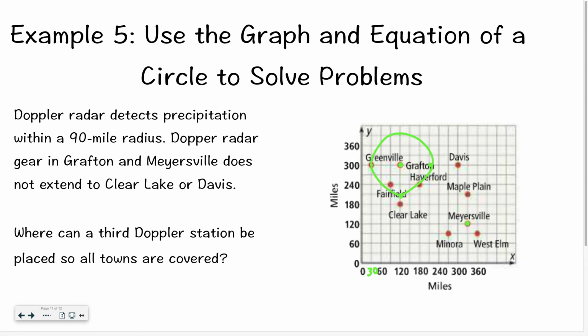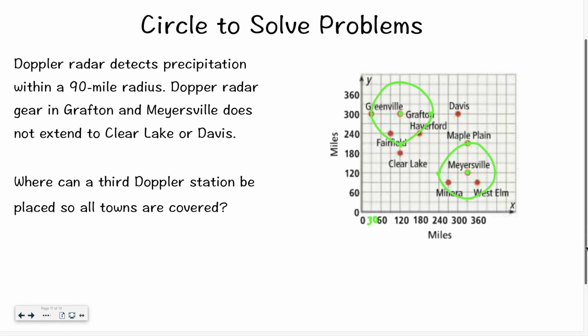The next one that I need to do is I need to look at Mayersville. And they also have a radius of 90 miles. So I would draw my 90-mile radius around Mayersville. And we want to see where can we put a third Doppler station so all of the towns could be covered. And if you look, Clear Lake and Davis are not covered. So we need to figure out how far apart are they in order to figure out where we need to put that third Doppler station.